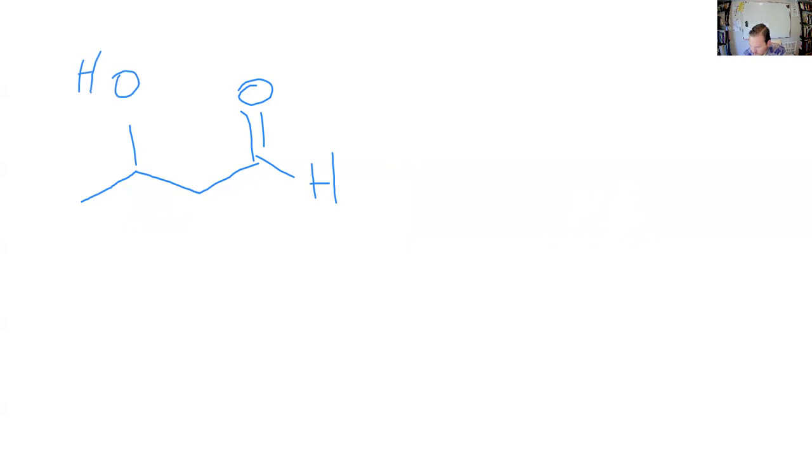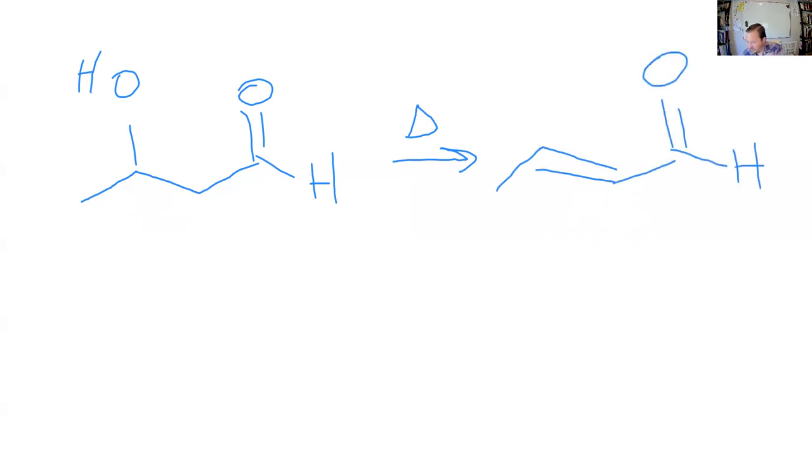it looked like this, right? And then if you heated it, we wound up driving off a water molecule to make the alpha beta unsaturated ketone. And now what we're saying is if you expose it to a Gilman reagent, we wind up putting an R group.